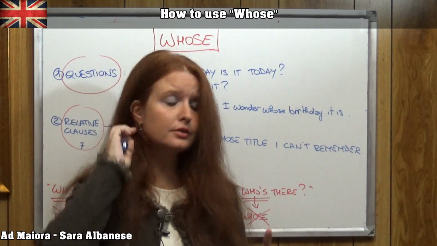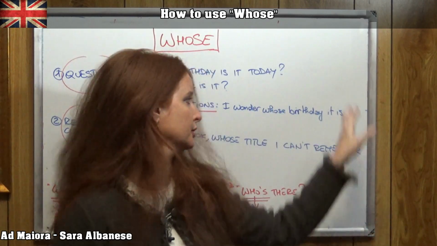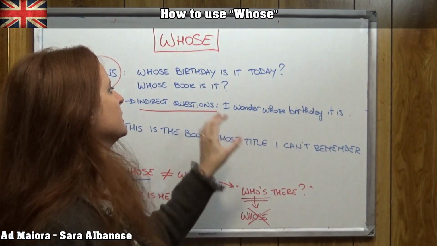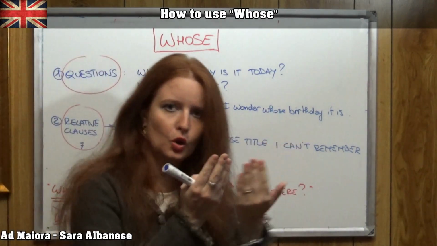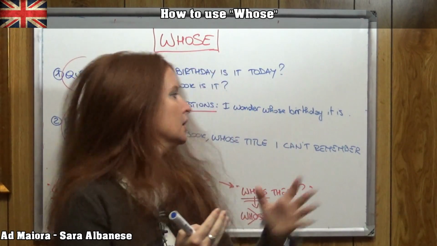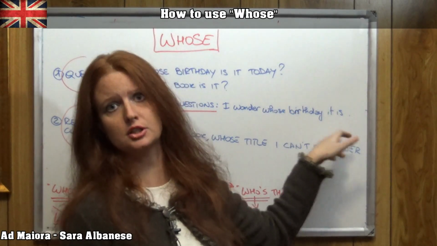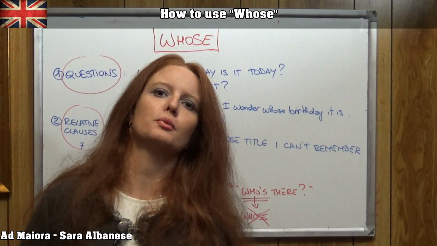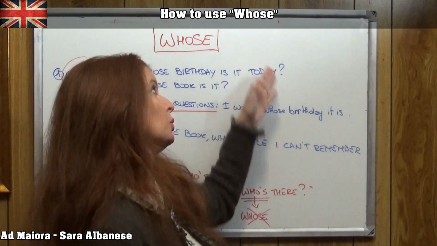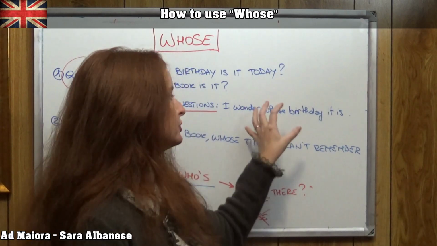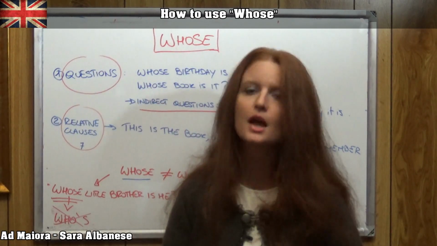The only difference is that this is not a question anymore. I don't have a question mark, I just have a full stop here, and obviously whose is always together with the noun I'm talking about, but the difference is the rest of the sentence, because the subject it is before the verb is in this case, because it's not a question anymore, okay. This is the only difference, but the use of whose is exactly the same.